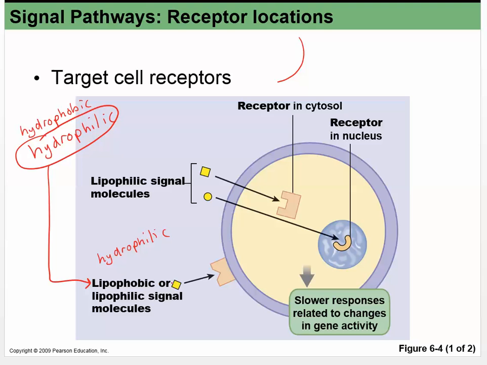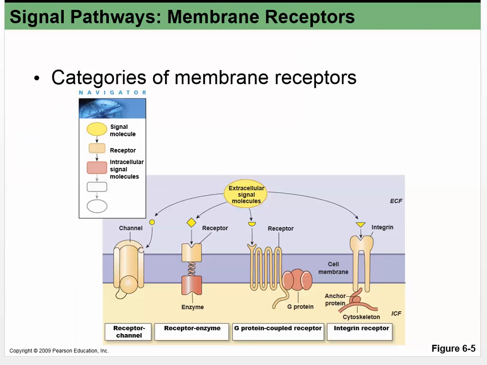If it's lipophobic, that means that it can't. That means that if this thing were to try to go through here, it wouldn't. It would just bounce right off. Okay? It's not able to penetrate the membrane. It can only bind to a receptor on the outside of the cell. So if it's lipid soluble, lipophilic, it can do any of these. It can go into the cytosol, it can go into the nucleus, or it can bind to a receptor. If it's hydrophilic, or what we would say lipophobic, it has to bind to a receptor on the outside of the cell. And then this will communicate with the inside of the cell. So that's what we're going to talk about next.